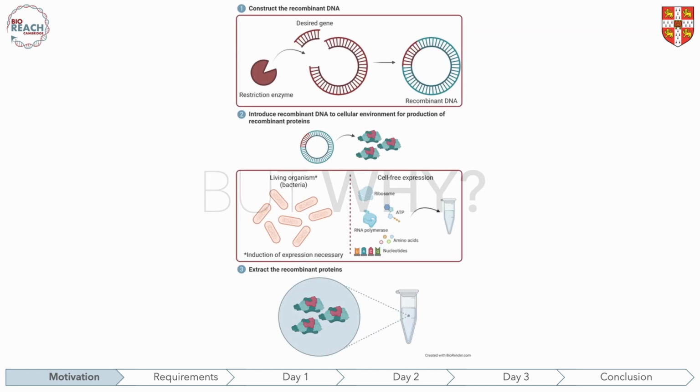Well, we need this protocol so that we can express the recombinant DNA we transform into our bacteria. To produce recombinant proteins, bacteria like E. coli must first be transformed with a plasmid containing the recombinant DNA. They are then grown to sufficient cell density before inducing the expression of the protein.